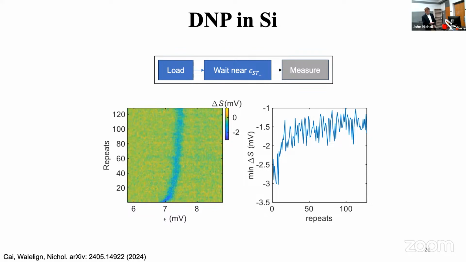So this is an experiment where we monitor the position of this ST minus crossing. So here's the detuning parameter epsilon here. This blue stripe is the location of this ST minus crossing. We're just doing an experiment where we prepare the system as a singlet. We wait near this ST minus avoided crossing, and then we measure. And then we do this for, this is probably about 30 seconds or so of actual lab time.